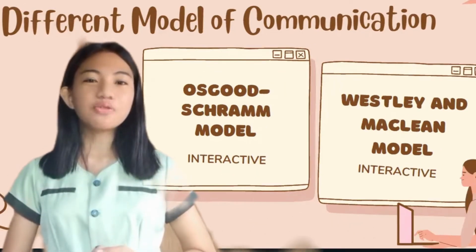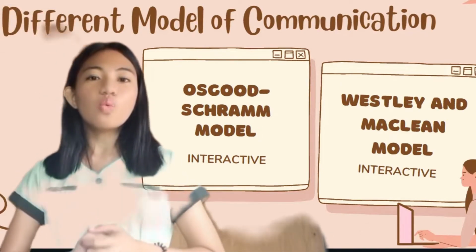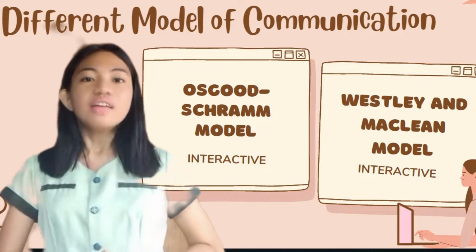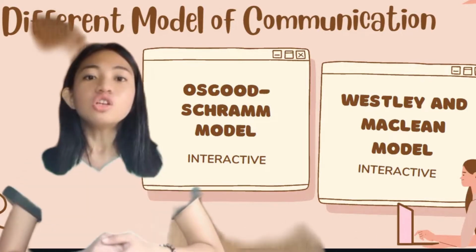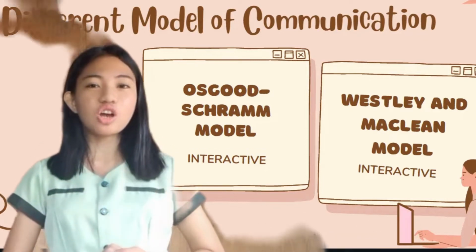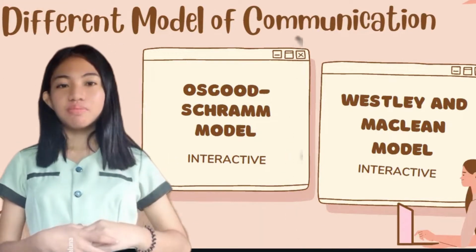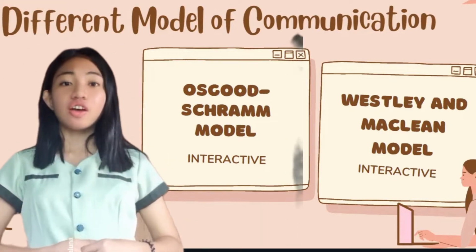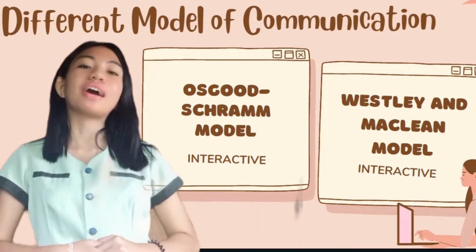For the interactive type of communication, we have the Osgood-Schramm model and the Westley-MacLean model. The Osgood-Schramm model looks at reciprocal communication, showing how we have to encode, decode, and interpret information in real life during a conversation. The Westley and MacLean model shows that our communication is influenced by environmental, cultural, and personal factors.